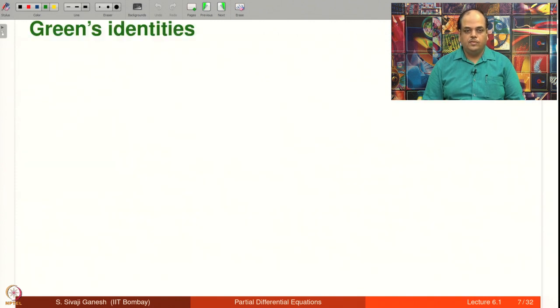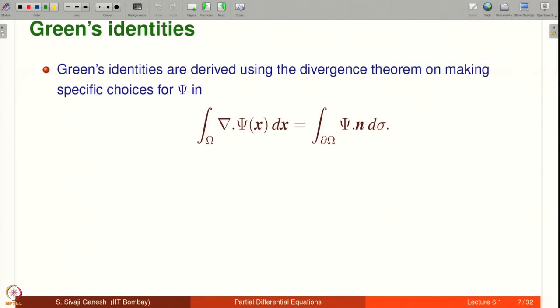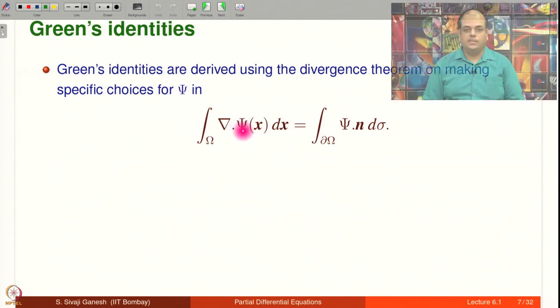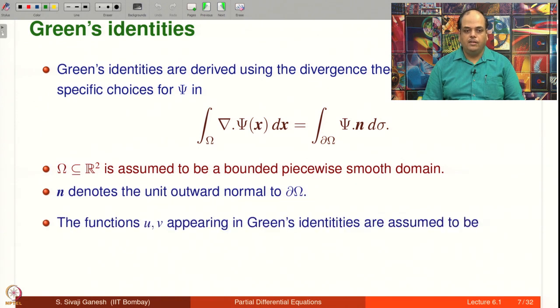So, Green's identities, they are derived using the divergence theorem on making specific choices for psi in this conclusion of the divergence theorem. So, choosing different psi's will give you different identities. And omega is assumed to be a bounded piecewise smooth domain. n denotes the unit outward normal to boundary of omega. The functions u, v appearing in Green's identities are assumed to be of this type, C2 of omega bar intersection C1 of omega bar. We have already seen this space on the previous slide. This means that the functions' second derivatives are also continuous on omega bar, that is the meaning of C2 of omega bar.